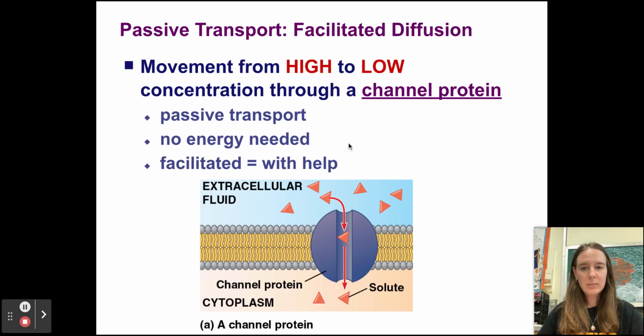It's called facilitated because something's helping the molecule diffuse. It's not just happening simply on its own. So the protein is facilitating the diffusion, is helping. But it's still movement of molecules from a high concentration to a low concentration. So molecules are moving down their concentration gradient. So you see here, high to low. And we call this passive transport. No energy is needed, but we call it facilitated because the protein is helping this to happen.